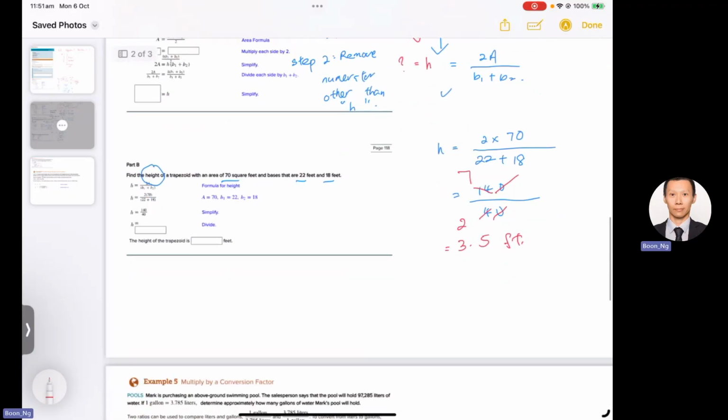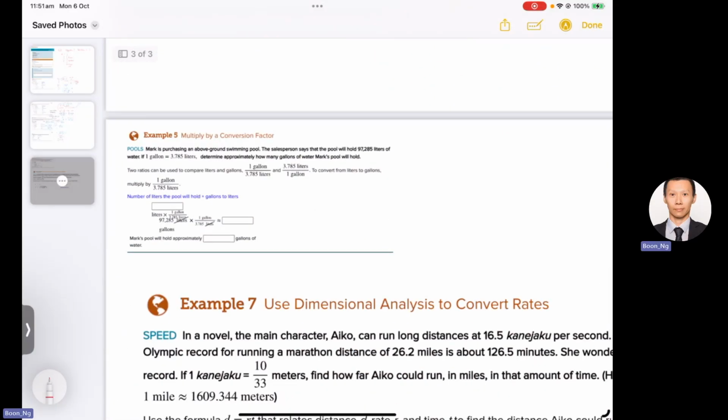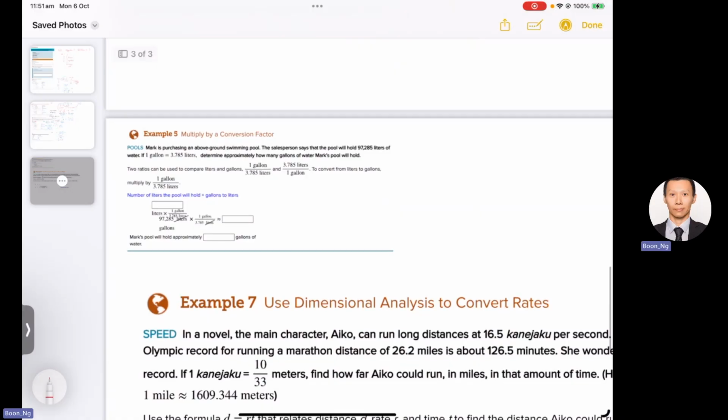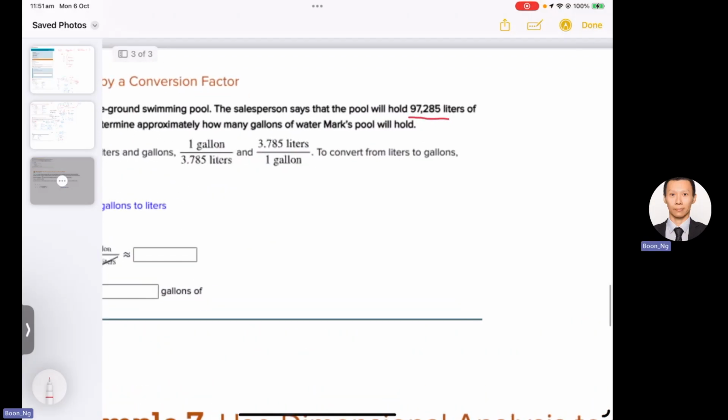Now the next one is about conversion of factor. You can look at this one. The pool can hold 90,000 liters of water.